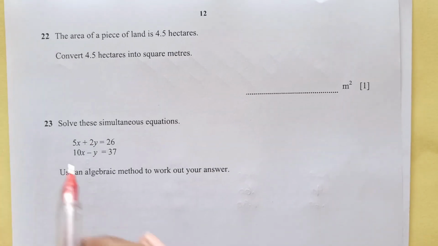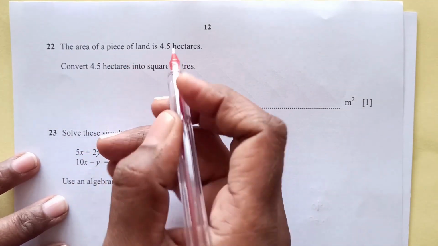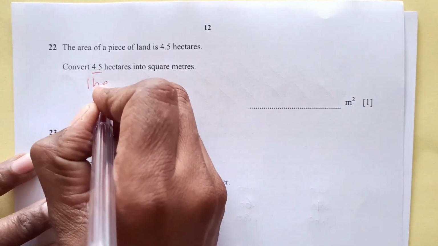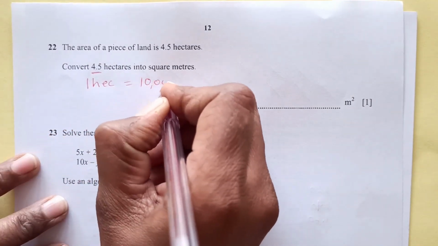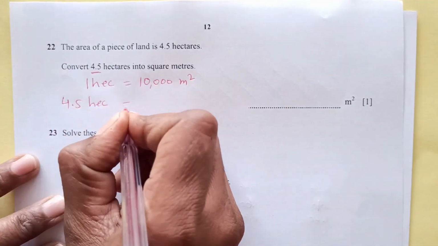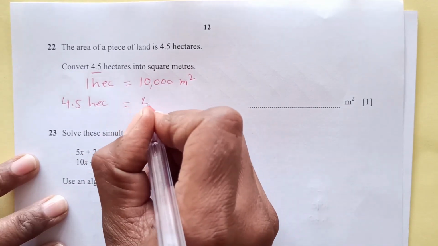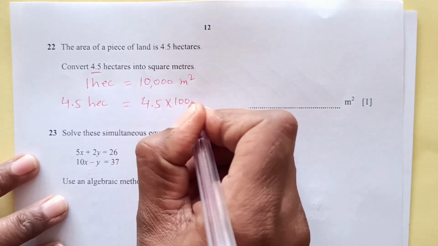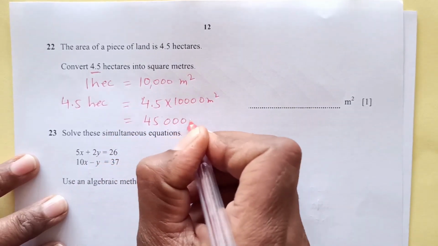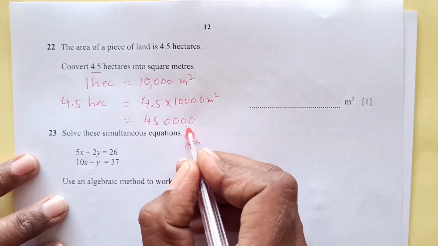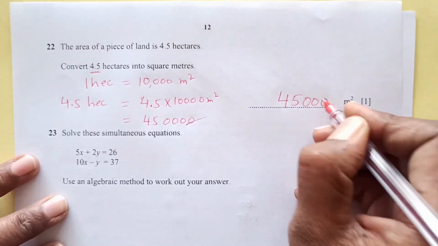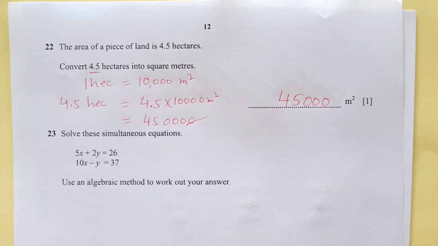Now question number 22. The area of a piece of land is 4.5 hectares. Convert 4.5 hectares into square meters. We know that 1 hectare is equal to 10,000 square meters. So 4.5 hectares will be times 10,000 square meters. So 4 5, then there are 4 zeros. We have 1 decimal place here, so that will cancel one zero. So our final answer is 45,000 square meters, right?